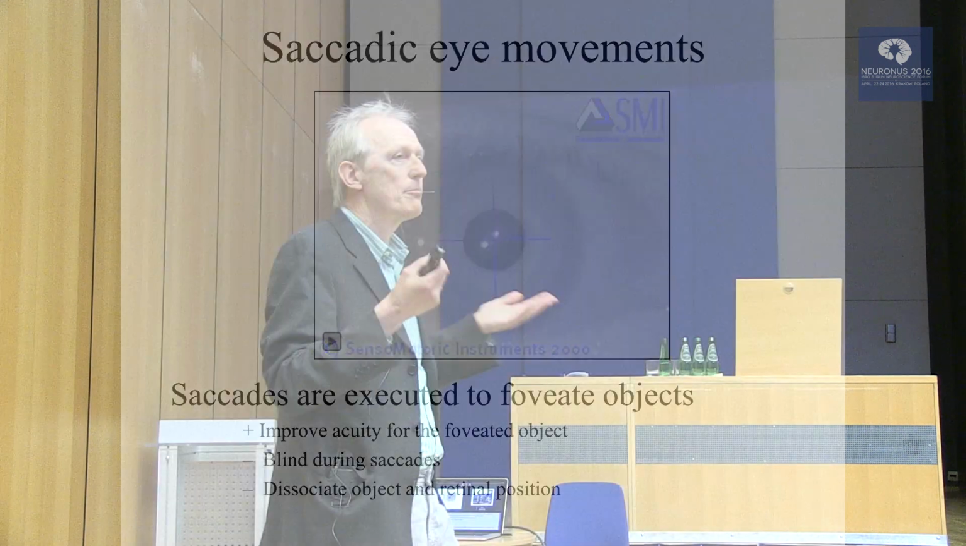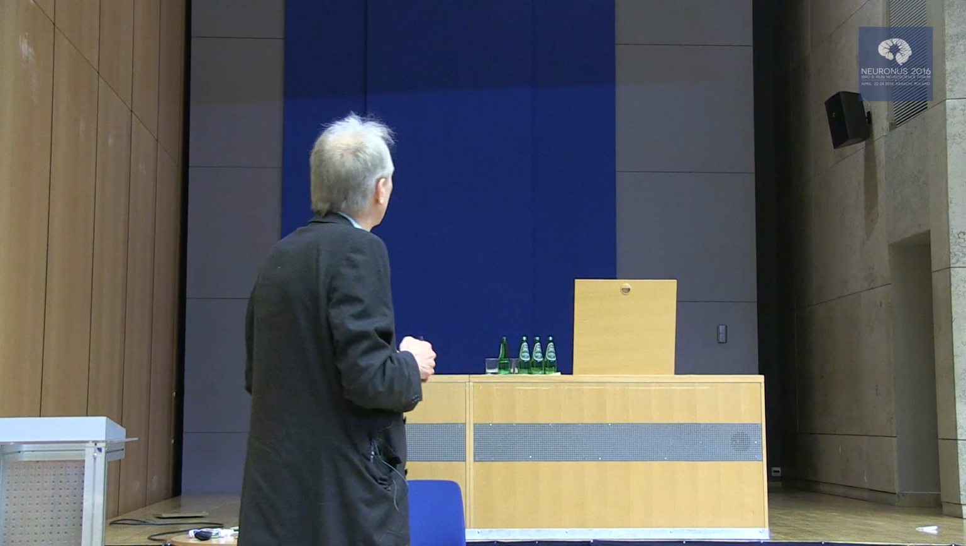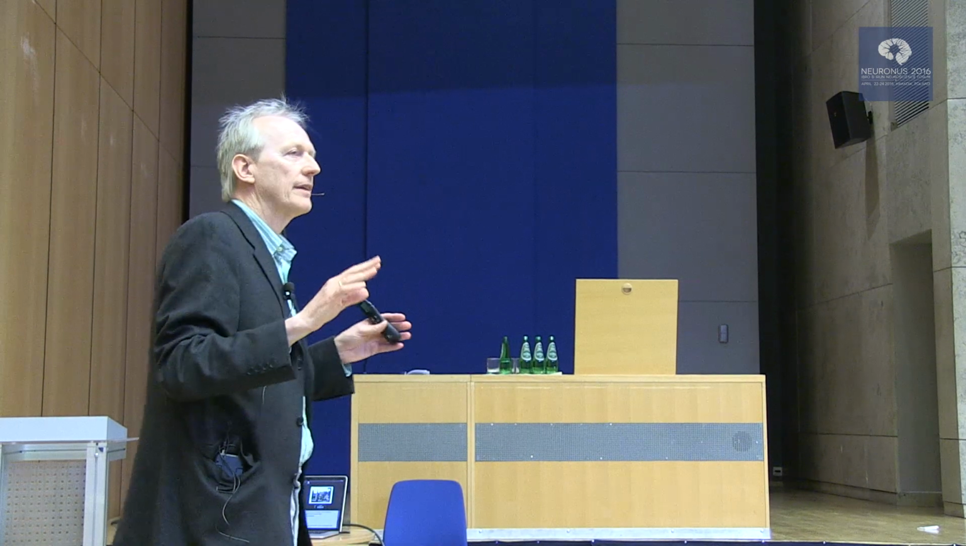And of course, the big benefit of these saccadic eye movements is immediately to improve the acuity for the foveated object. But of course, they also have some disadvantages. One disadvantage is that the eyes move very quickly. The image of the world moves very quickly across the retina, and basically we cannot see anything or hardly anything during the movement of the eyes. If you add up the time we spend during the saccades, 50 milliseconds each, it's about 1/5 of the time that we're functionally blind.